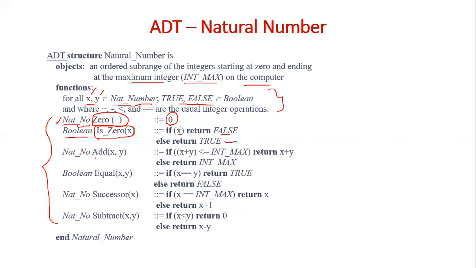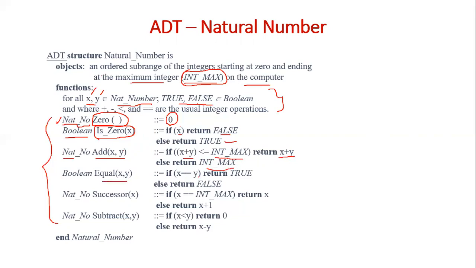And this function, add x, y, will add two natural numbers and return the sum. But before adding, it will ensure that the sum does not exceed INT_MAX, because this is the highest natural number you can specify. So your sum cannot go beyond INT_MAX. This function will perform x plus y. If x plus y is less than or equal to INT_MAX, it will return x plus y. Otherwise, it will return INT_MAX, the highest natural number. So it returns a natural number.